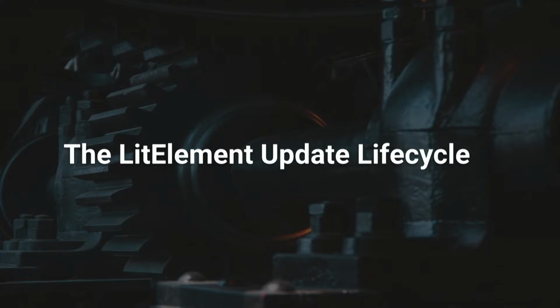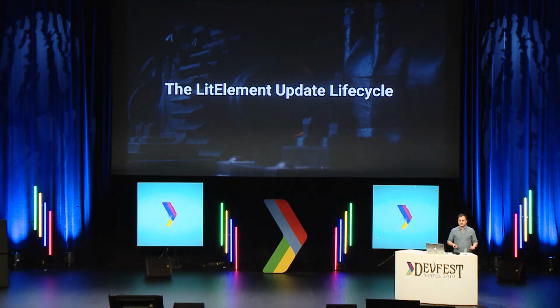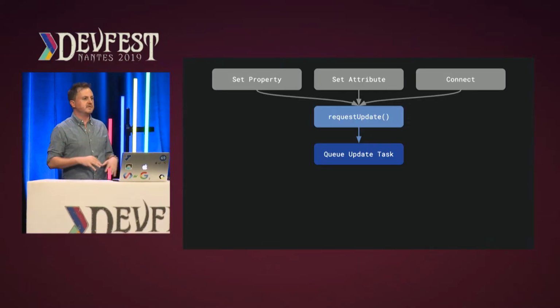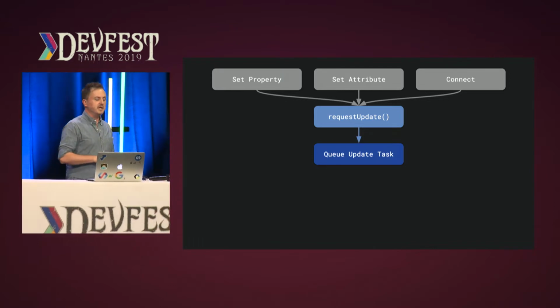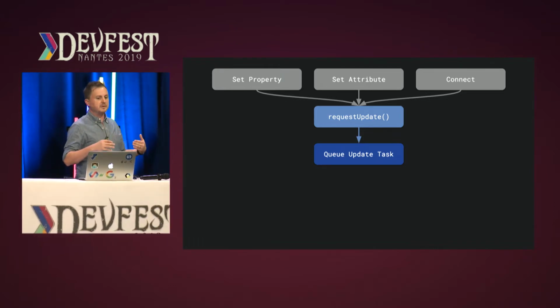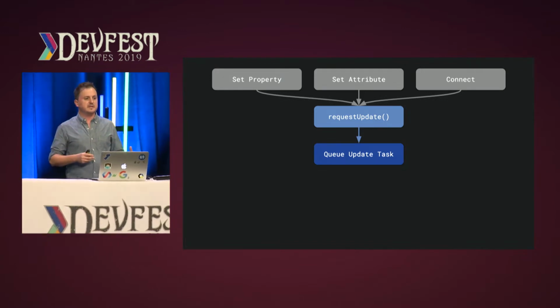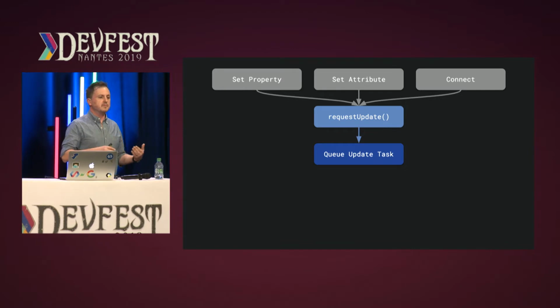Another thing besides this declarative interface that LitElement gives you is the LitElement update lifecycle. So LitElement always renders asynchronously. And the way that works is that anything that's going to cause the state to change for an element that might make it render differently is going to flow through this method called requestUpdate. So if you set a property or set an attribute, or connect to the document, it's going to defer most of its work until later by calling requestUpdate, which is going to enqueue an update task on the browser's microtask queue.